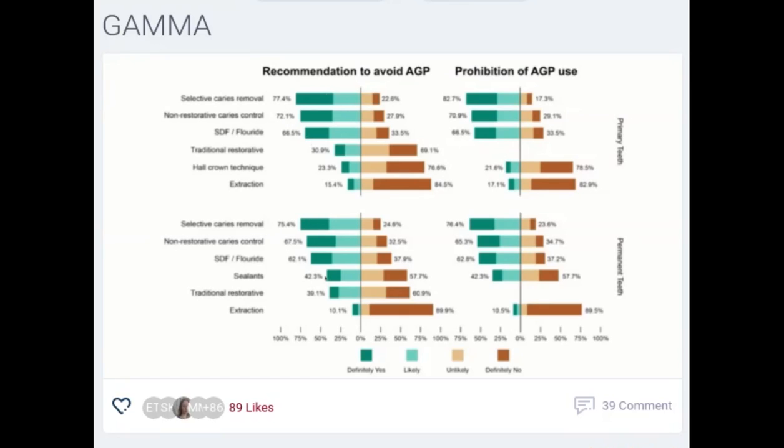And if we look at permanent teeth, then it is a little bit higher, about 40% would choose the traditional restorative methods, but they are also willing to use other minimally and non-invasive caries treatment methods. There are some treatment methods like the Hall technique, which is probably not well known among Latvian dentists, so it's not chosen very frequently.